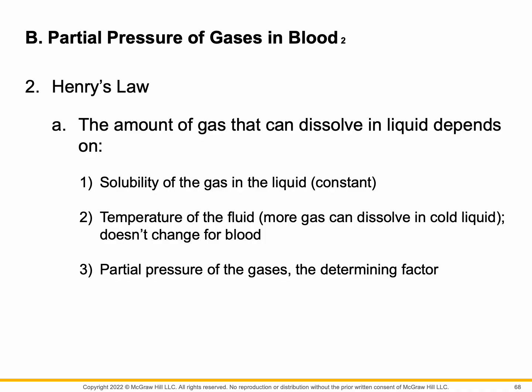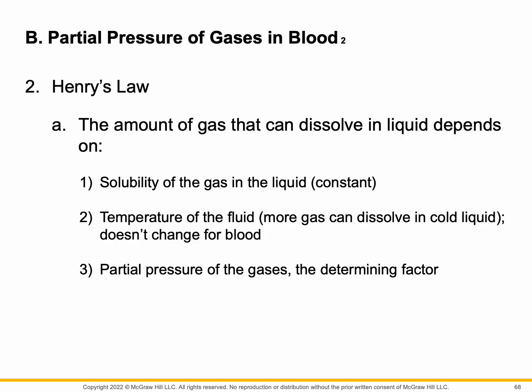It states that the amount of gas that can dissolve in liquid depends on three items, including the solubility of the gas in the liquid, which in this case is constant, the temperature of the fluid, which doesn't change for blood, but more gas can dissolve in cold liquid, so the colder the temperature, the more gas can dissolve. And then the partial pressure of the gases, which is the determining factor. At a constant temperature, the amount of a gas that dissolves in a liquid like blood is directly proportional to the partial pressure of that gas in contact with the liquid.